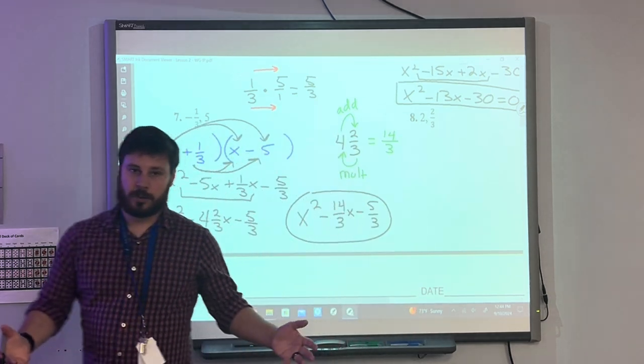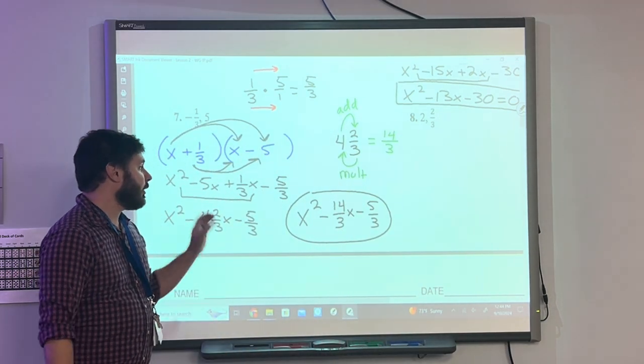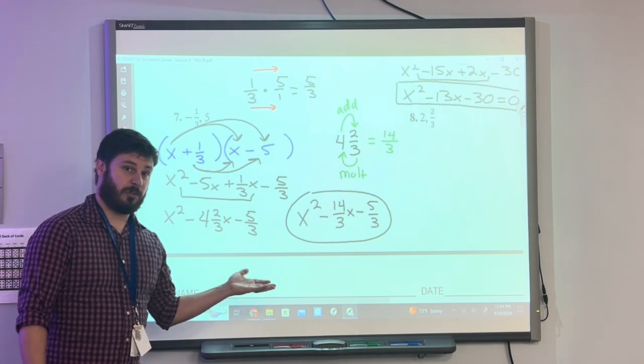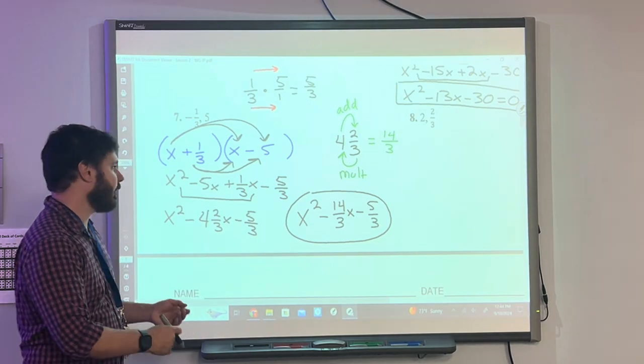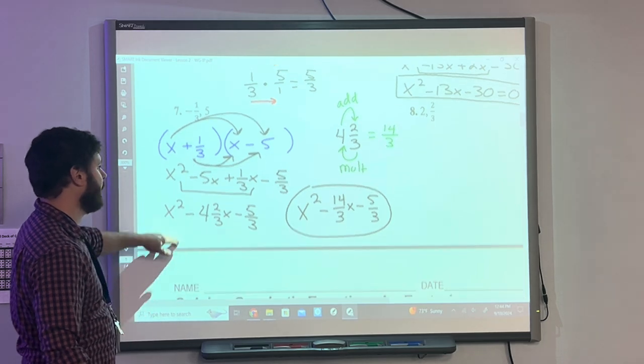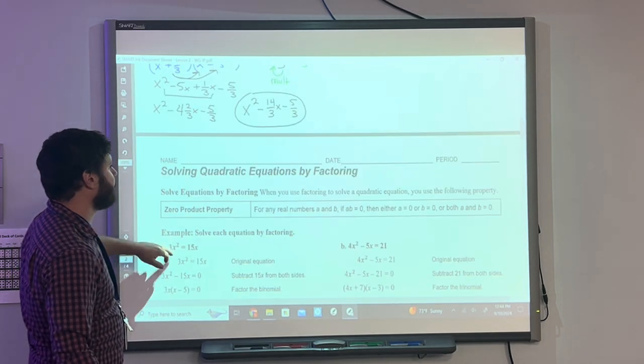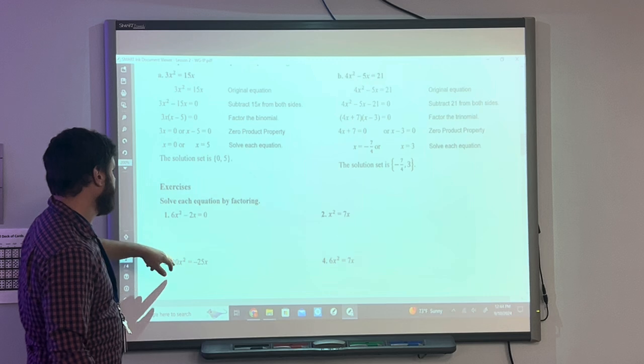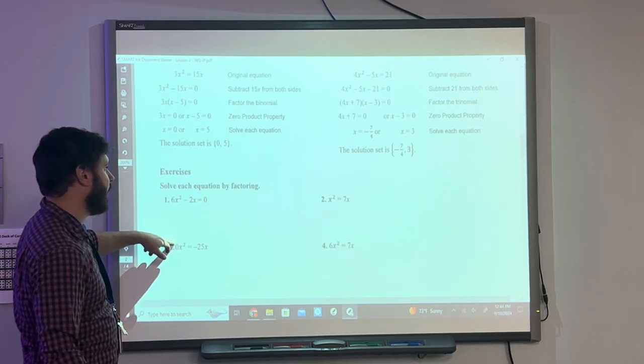Okay, certainly more steps when you have a fraction, but the process stays the same. You just have to dust off middle school math about your fractions that you get scared by. All right, next page. This, I would argue, is the more important page.